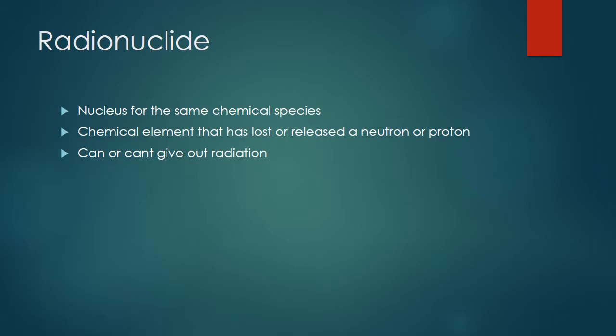Radionuclide. A nuclide is one of the different configurations that a nucleus can have for the same chemical species. It is called radionuclide to a chemical element that has lost or released a neutron or proton, thus reducing its mass number, and can be an atomic nucleus characterized by emitting ionizing radiation in order to transform into another, which at the same time may or may not give out radiation, until achieving nuclear stability, transforming into a stable nuclide.